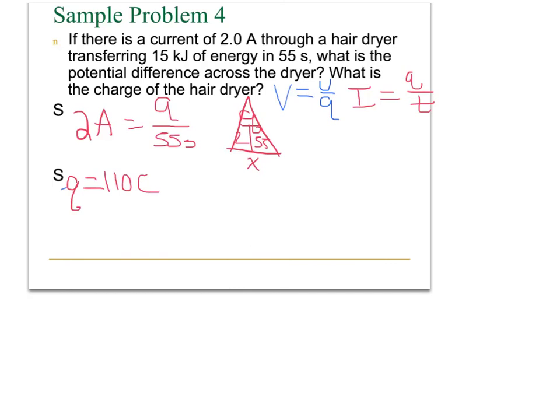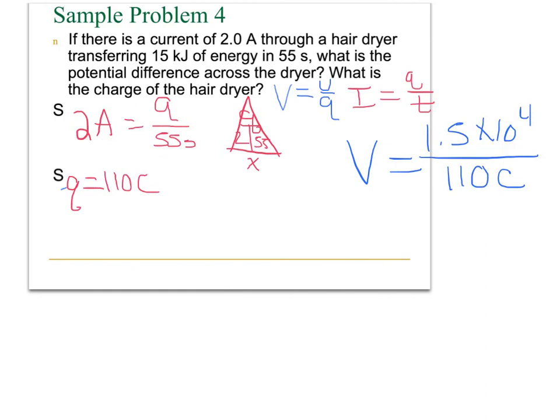Now, using that answer, we're going to plug our given information into our second equation, the voltage equation, which is the one written in blue. And we get that voltage, which is also called potential difference, is equal to 1.5 times 10 to the 4th divided by 110 coulombs.